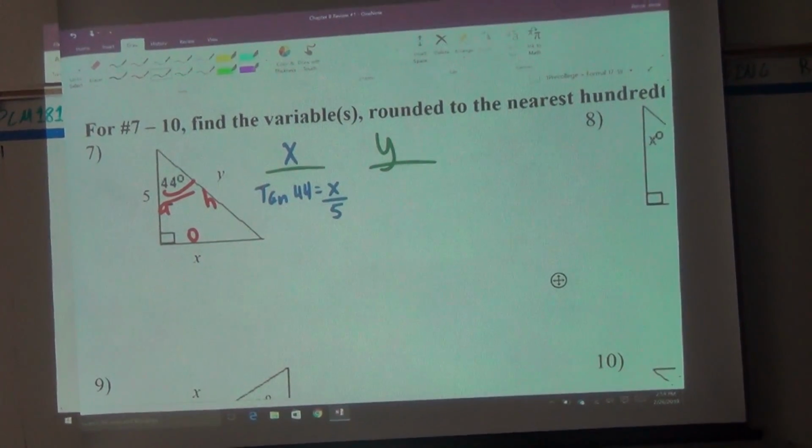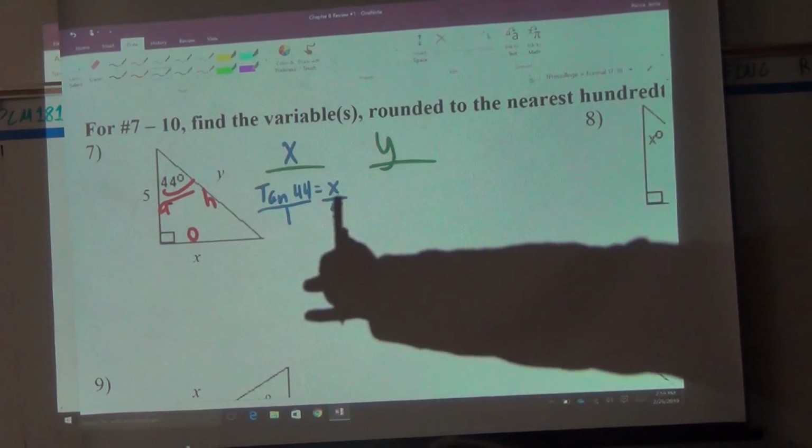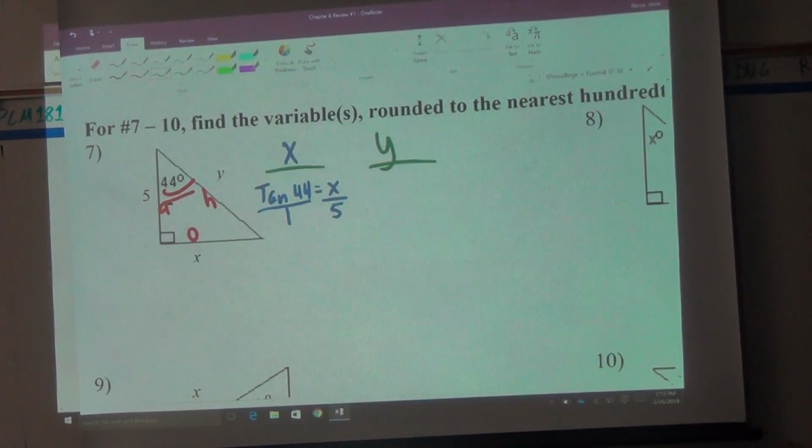That means we'll go with no switcheroo here. We'll just multiply by 5. We'll get 5 tangent 44 equals x. Do you have that answer for me, Matt or Steve? It says to the nearest hundredth. That's 2 decimal places. 4.83. All right, first answer of the day.